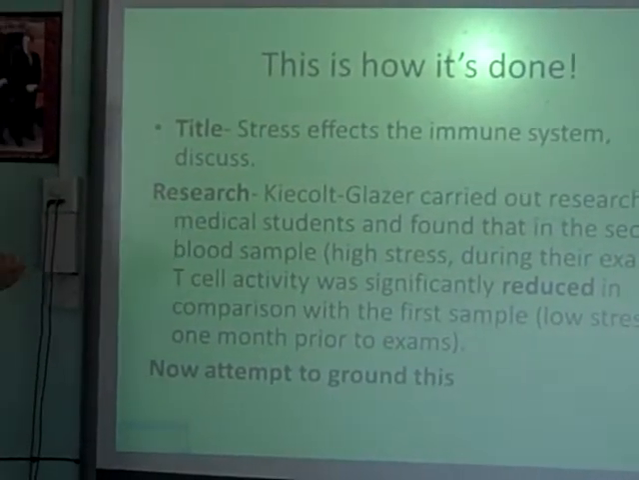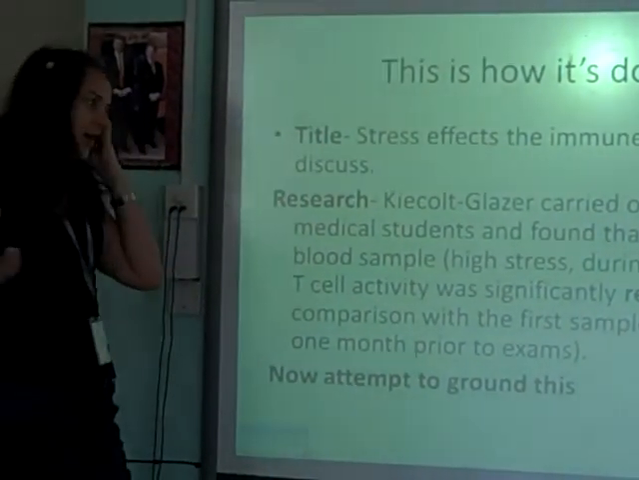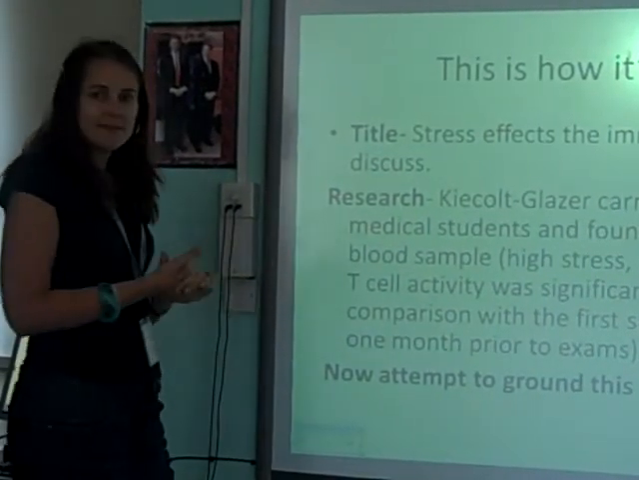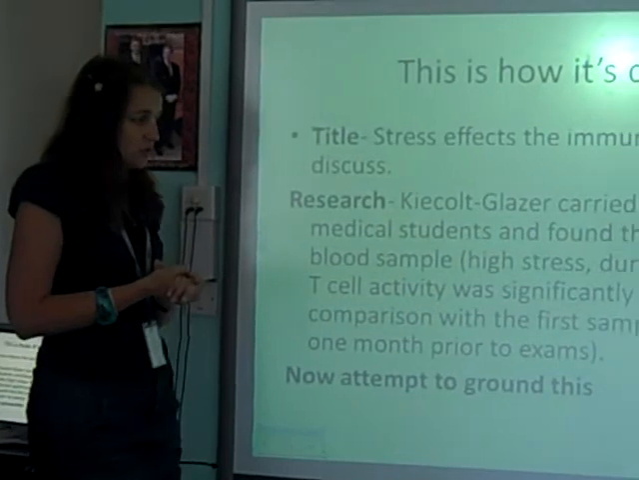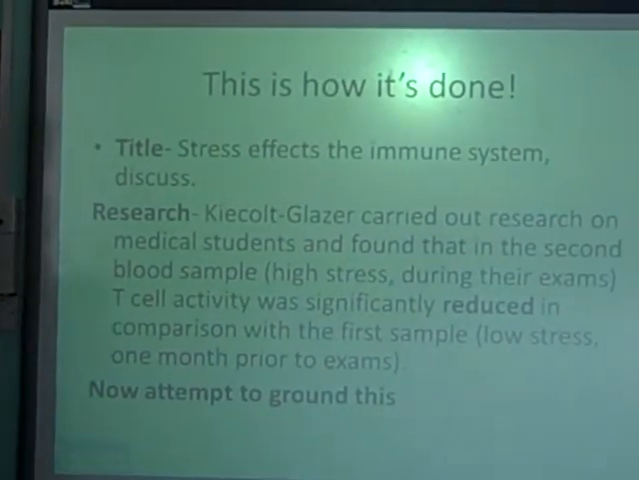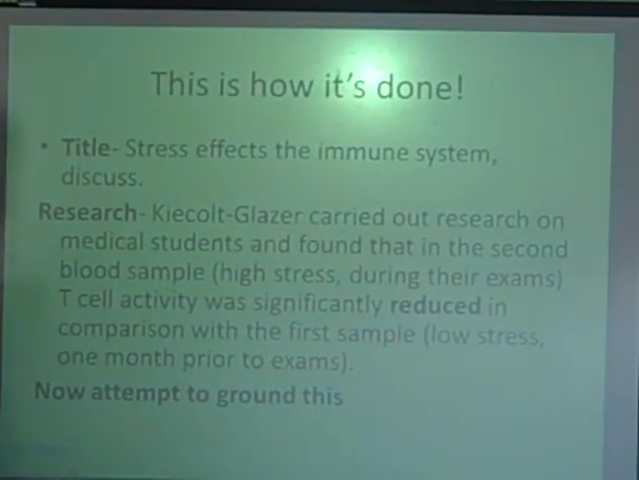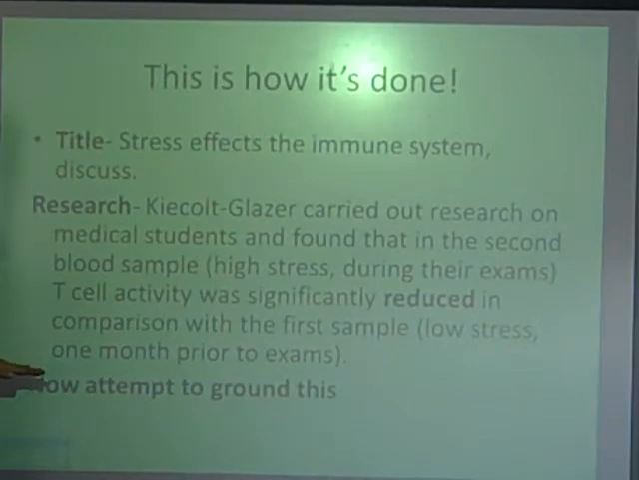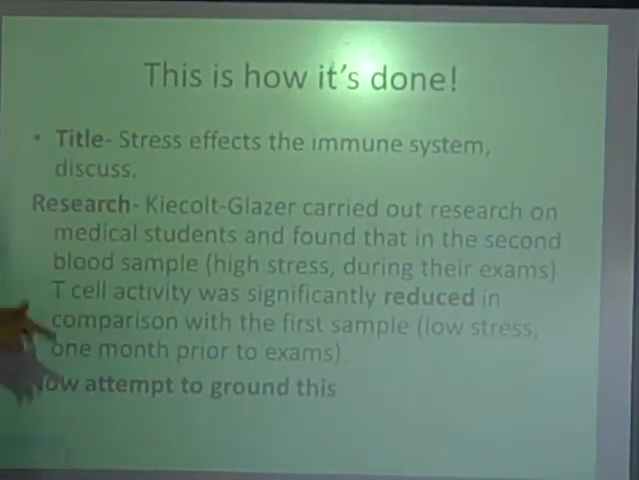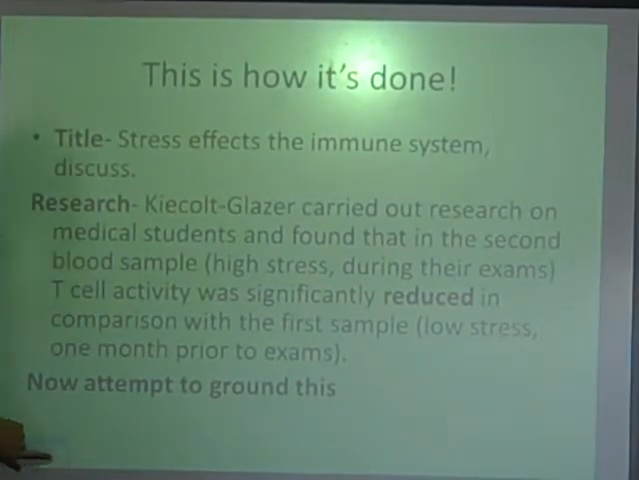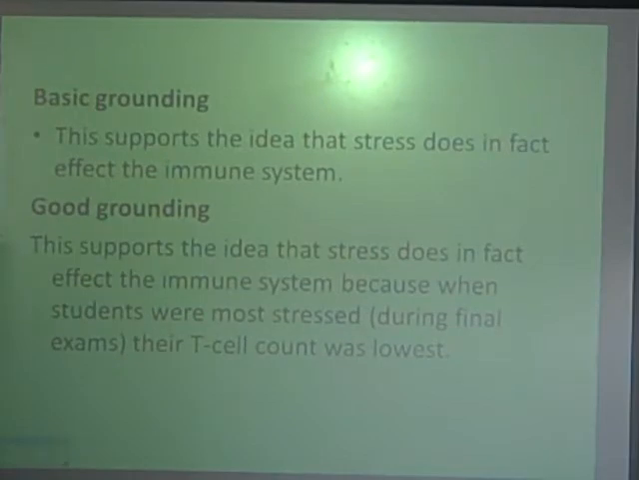So an example we've got is Kiecolt-Glaser, which I know you all know from AS, so I don't need to go into it too much. But Kiecolt-Glaser found medical students during their finals had a lower T-cell count than at other times. Now how do you ground this into the essay? Immediately afterwards, you would have to make a statement saying whether it supported or went against stress affecting the immune system. So be having a think. Does it support, does it go against?